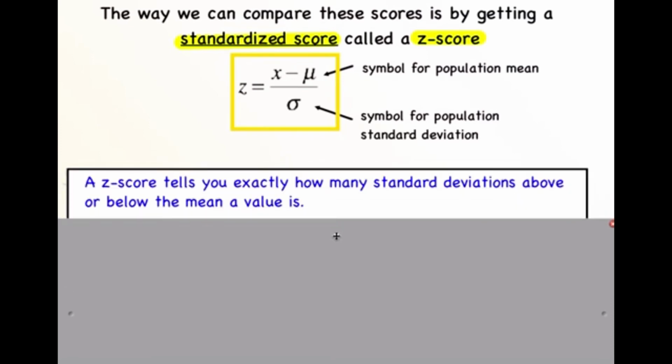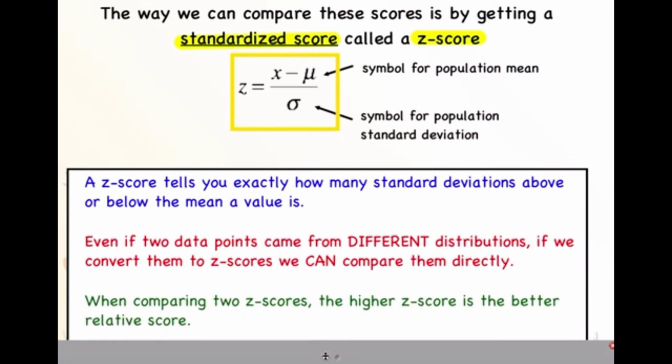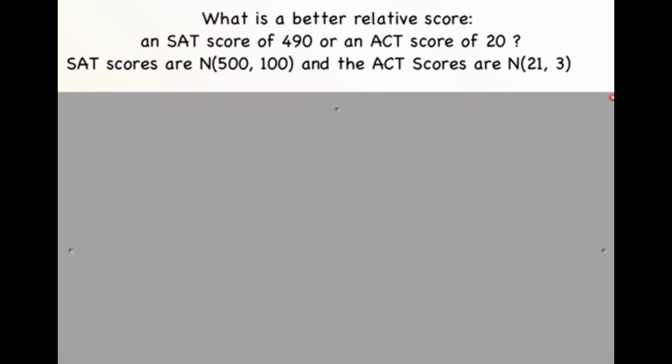Okay, z-scores tell you how many standard deviations above or below the mean that particular score is at. How far above or below the mean you're at. How many standard deviations. You can compare data from two completely different populations or two completely different distributions if you standardize those scores. And if you look at the z-scores, whichever one is higher, that will be the better one. Okay, so for example, let's look at the SAT and the ACT.